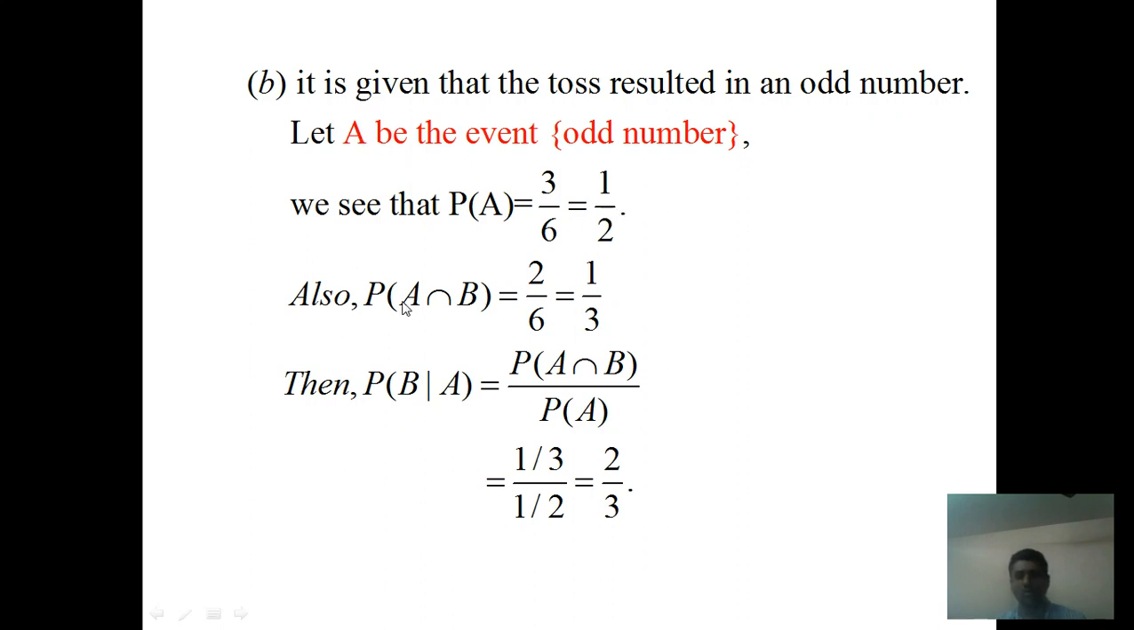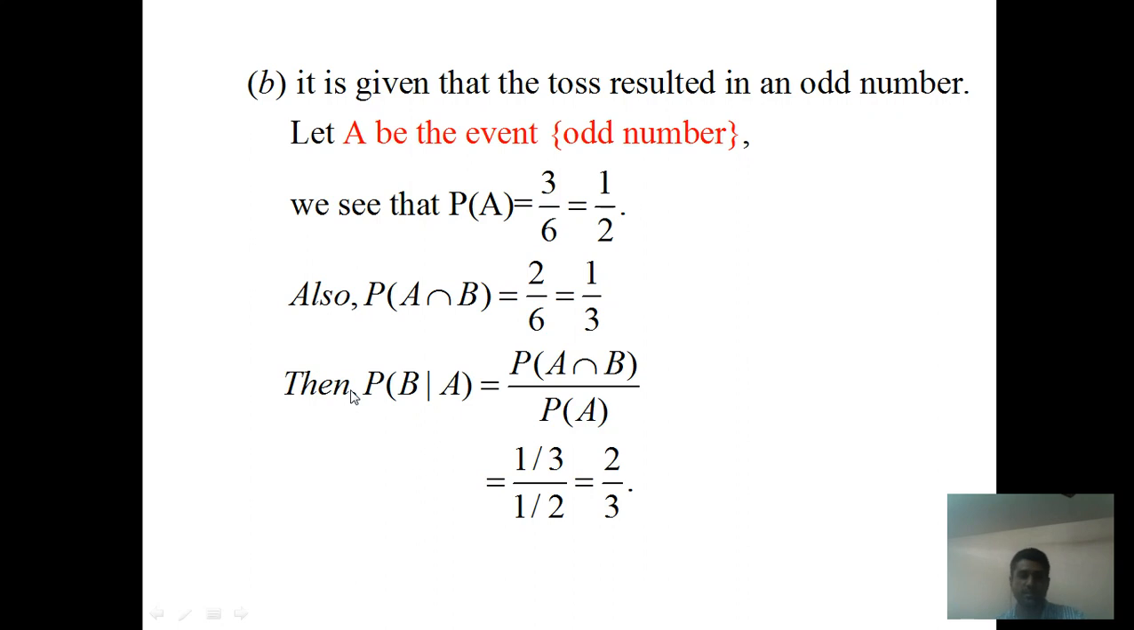Also probability of A intersection B. Remember, A is the event which represents an odd number. B is an event which is less than 4. So the intersection of these two events, that is the number is an odd number and also the number is less than 4, covers only two outputs, 1 and 3. So for two outputs we write the numerator as 2 divided by 6. So probability of A intersection B is 1 by 3.